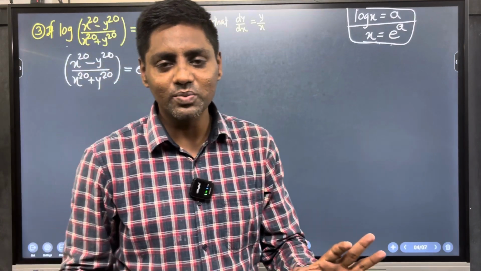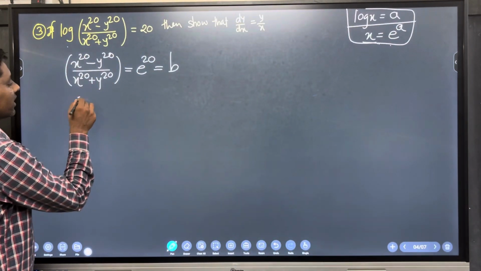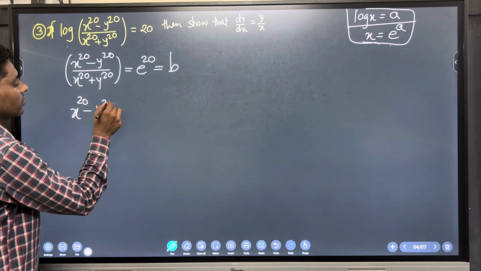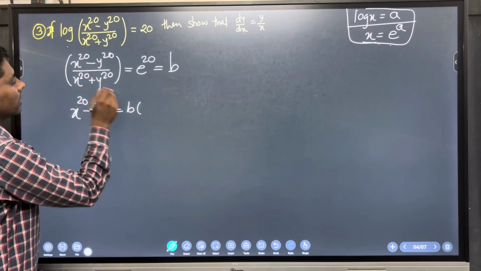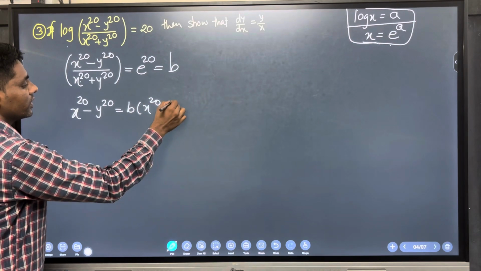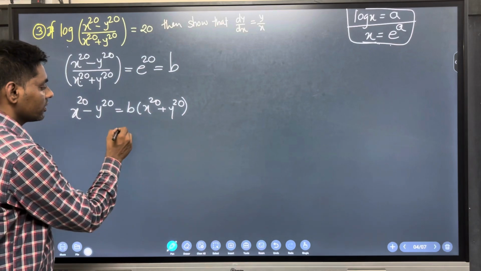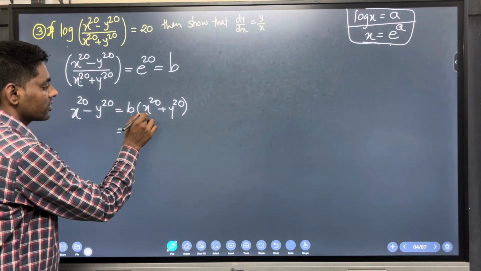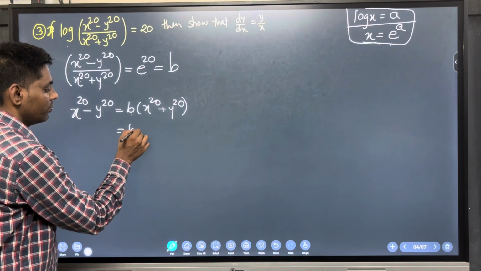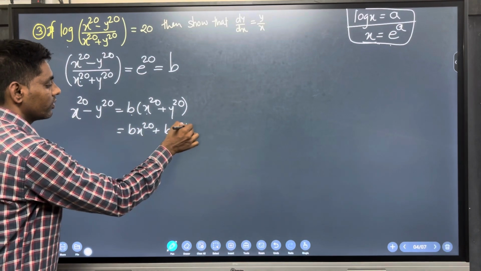After solving the cross multiplication you will get the answer. So let's start. Here x^20 minus y^20 equals b into x^20 plus y^20, after cross multiplication. So solve the first bracket expansion. b multiplies with x and also with the y term. So b x^20 and then b y^20.